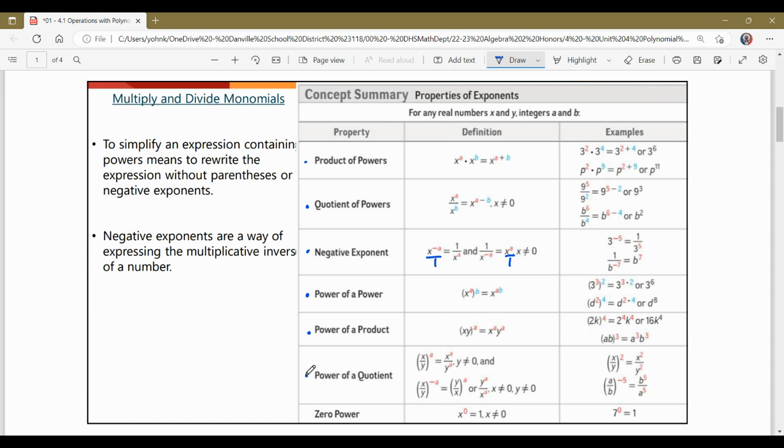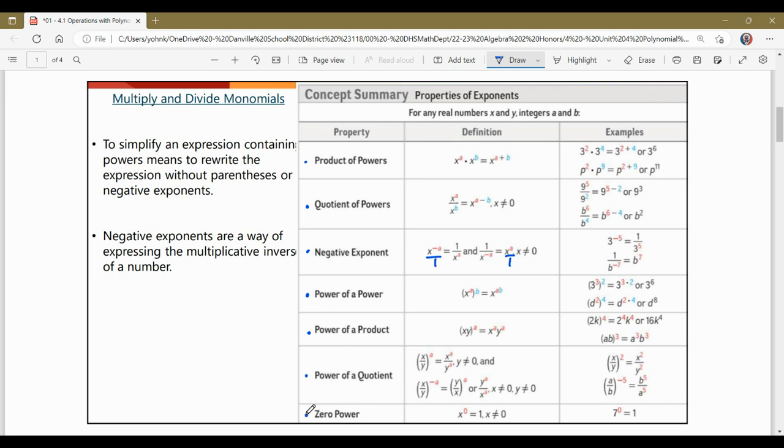The sixth rule is called power of a quotient. This one says that if you have some quotient that you're taking to a power, such as x over y to the a power, you can do x to the a power over y to the a power. And essentially, you're sharing the power.